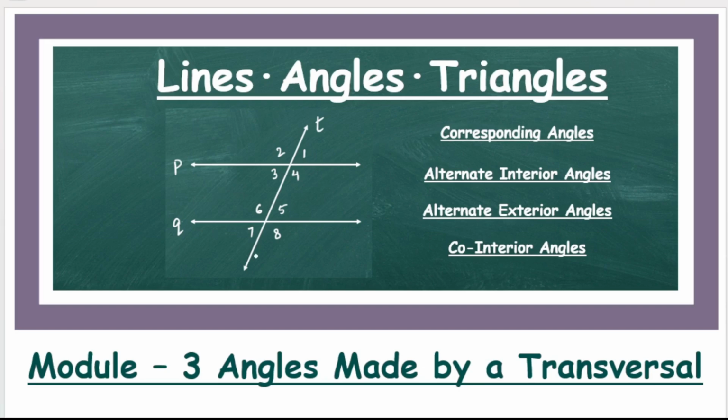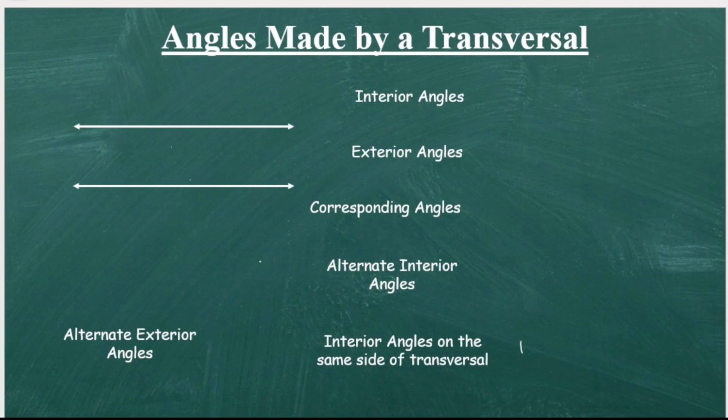Parallel lines, a transversal, and a total of 8 angles are formed. Let's study about them. These are two parallel lines P and Q. When I say that P is parallel to Q, that means they never meet and the distance between P and Q always stays the same.